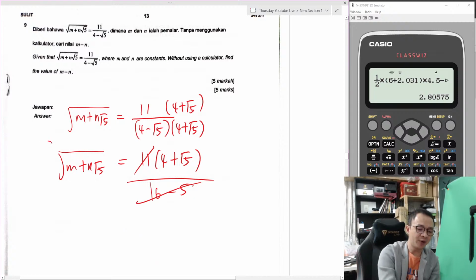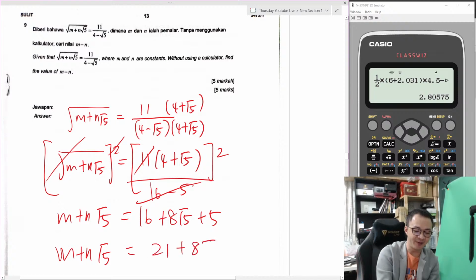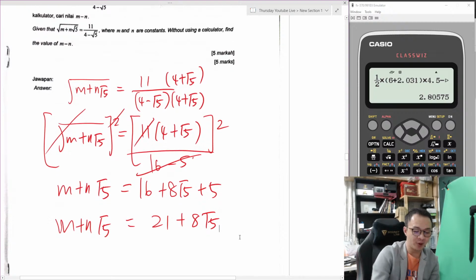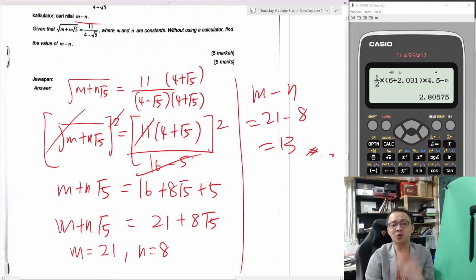Then right now what I want to do is square both sides, because I want to get rid of the square root. So square and square root I cancel out. I get something like this. This one I will square again. I get 16 plus, sorry, plus 8 root 5 plus 5. So m plus n root 5 equals 21 plus 8 root 5. According to this, m is 21, n equals 8. The question asks me to find m minus n. M minus n is 21 minus 8, so the answer is 13. Okay, so it's not too bad if you understand rationalize.